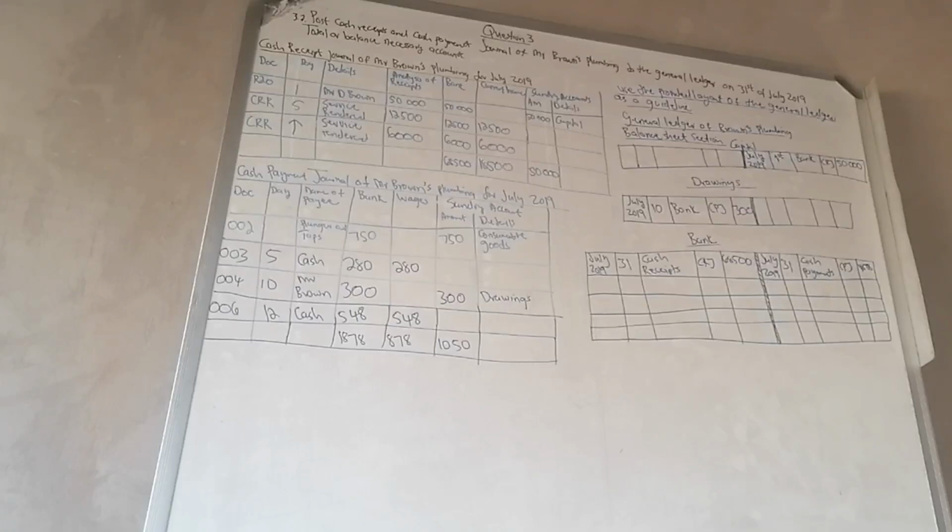What else should be recorded? Analysis of receipt. But what else do we need to record?